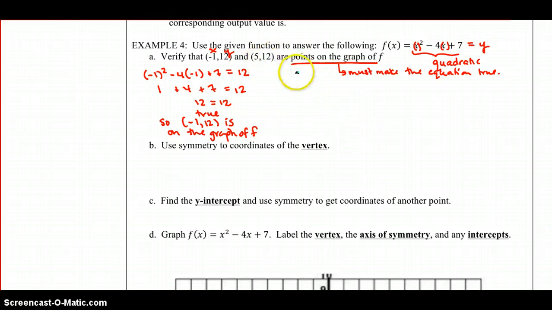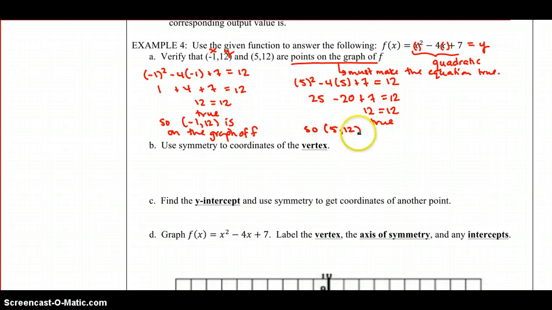All right, so now let's try the point (5, 12). So now we've got 5 squared minus 4 times 5 plus 7. I want to know if that equals 12. Well, 5 times 5 is 25, minus 20 plus 7. So 25 take away 20 is 5, plus 7 is 12. So we get this statement 12 equals 12, which is true. So this point (5, 12) makes the equation true, so it also must be on the graph of f.